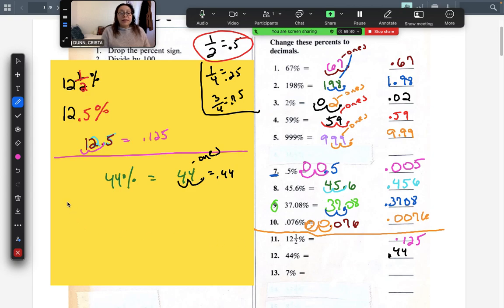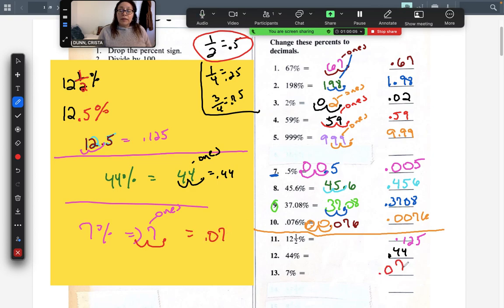Last but not least, it's 7%. And I'm going to say, well, I know 7 is in the ones place. And I'm going to put that decimal point right after the ones place, and I'm going to move it how many place values? 2. So I'm going to go 1, 2, smaller, right? And so here, 0.07. That's a 7. Okay.